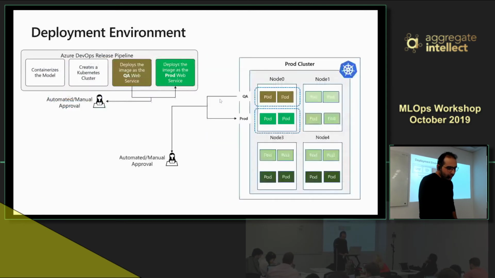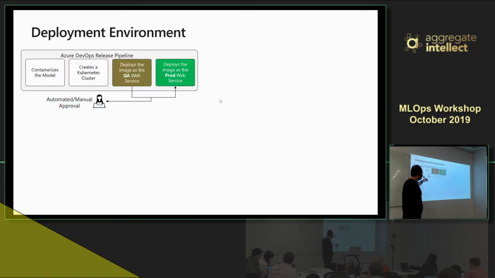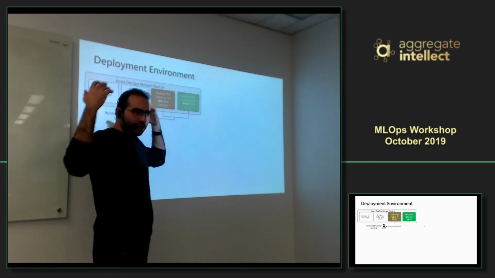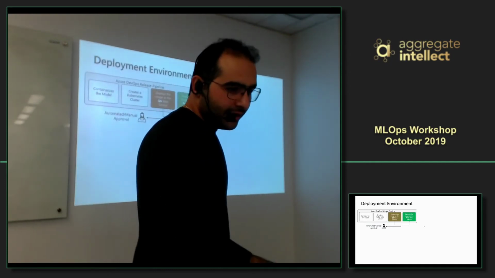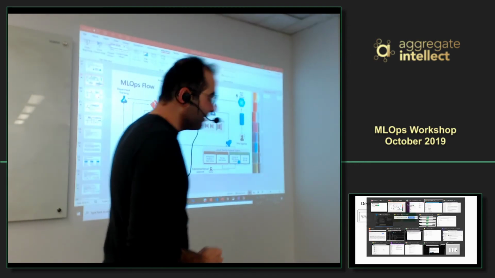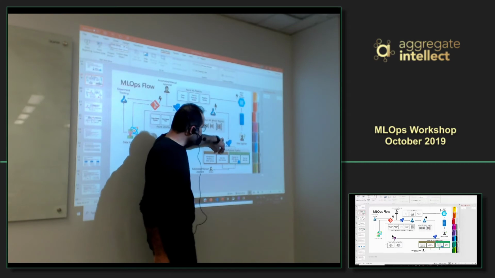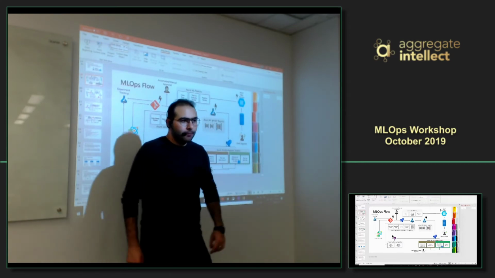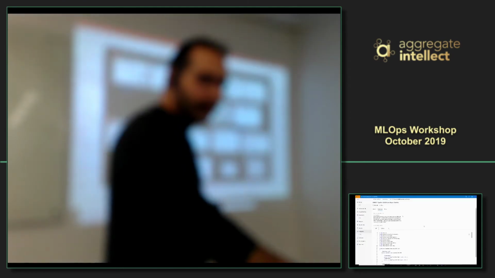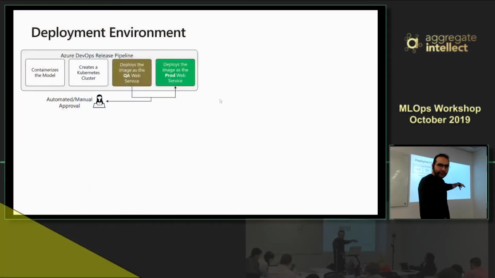So going back to our environment, we basically had in our release pipelines, if you remember from the picture that we had here, in the release pipeline, we had a QA and then we had a prod, right? So we have a QA and we had a prod environment within a release pipeline.